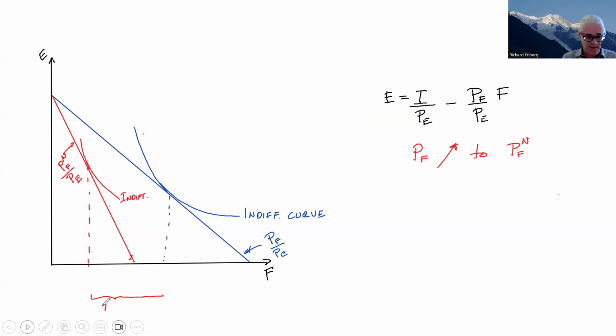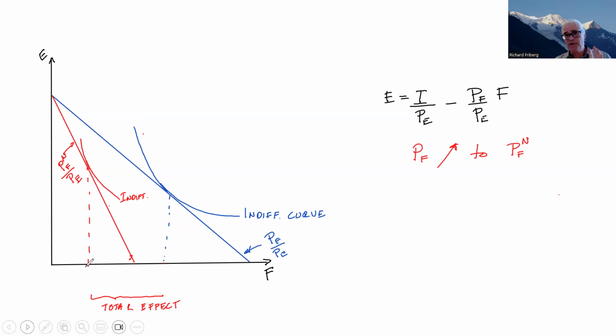So this is the total effect of the increase in price on quantity demanded for this individual. So the price of F goes up. This individual lowers her consumption of F from this point to this point. Okay, so that's the total effect. What did we say? Well, we said we want to split this up into two parts, the substitution effect and the income effect. So what is the substitution effect?